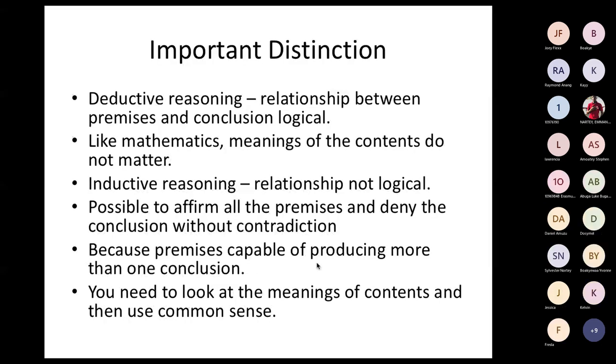Last week we saw deductive reasoning, and we saw that deductive reasoning is the instance where the relationship between the premises and the conclusion is logical. And we saw that deductive reasoning is like mathematics in the sense that it's just all about the structure and the relationship between the parts. In fact, the meanings of the contents do not matter. What just matters is the relationship between one part of the argument and another.